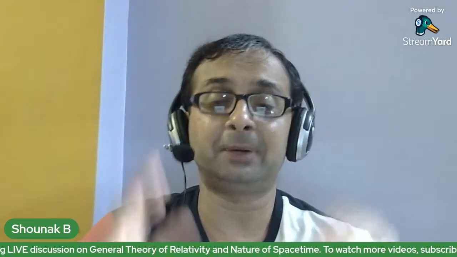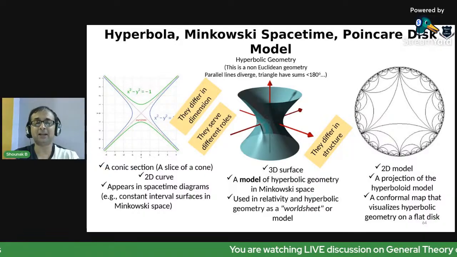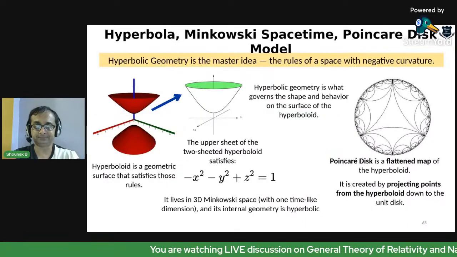So I just wanted to make sure that you understand that a hyperbola is what we draw on pen and paper on a graph. This is a graph where the left hand side and this part is going to infinity. A hyperboloid is basically the three-dimensional shape, and there is a projection of it. I will show you the projection. That is why the Poincare disk comes in.